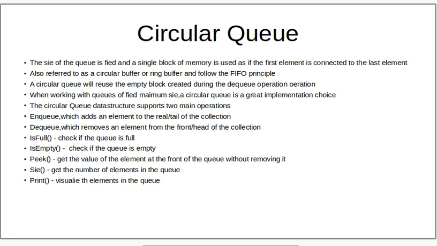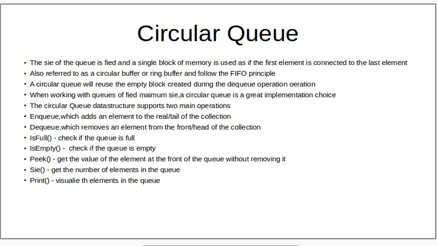Now, in this episode, we're going to go through circular queues. Circular queues is an extension of queue data structure. But in a circular queue, the size of the queue is fixed and a single block of memory is used as if the first element is connected to the last element. Also referred to as circular buffer or ring buffer, and follows the FIFO principle. That is the first in, first out principle.